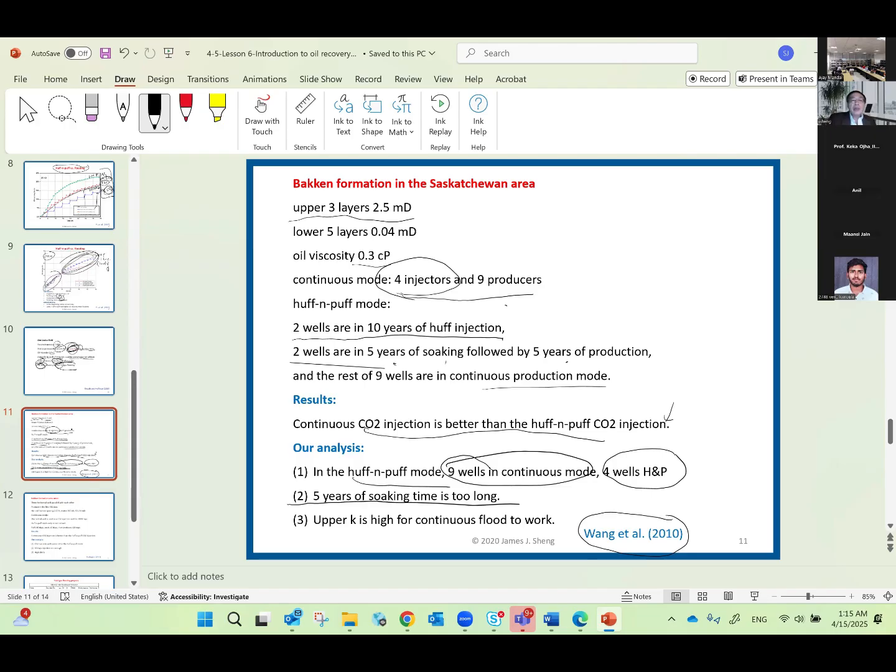So another thing is, look here, half K is high for continuous. Let's say the upper layer, you have 2.5 millidarcy. This is the same as the previous example. It also shows that if the permeability is too high, Huff-n-Puff performance may not be good.